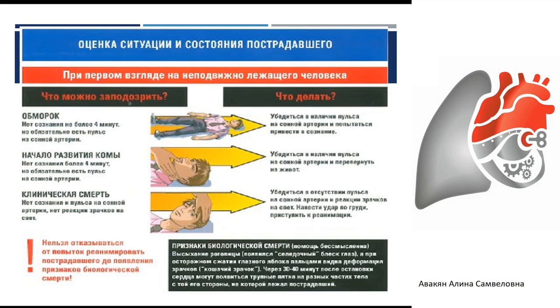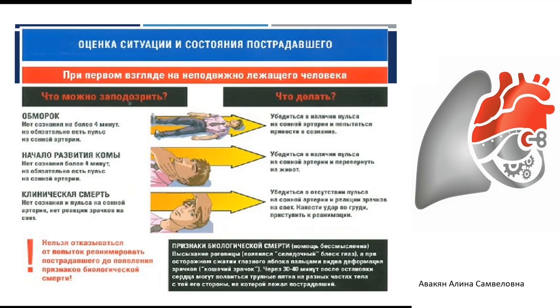Fainting. Make sure there is a pulse on the carotid artery and try to bring the person to consciousness. Coma onset. There is no consciousness for more than 4 minutes, but there is always a pulse on the carotid artery. Make sure there is a pulse on the carotid artery and turn the person over onto the stomach.